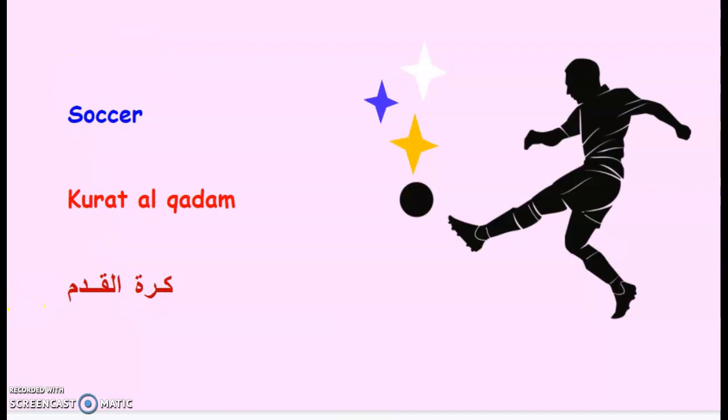And the first slide I have here for you is soccer. Who does not like soccer? And soccer in Arabic is Kurat al Qadam. Look at my cursor here. Kurat al Qadam. Soccer in Arabic is Kurat al Qadam.